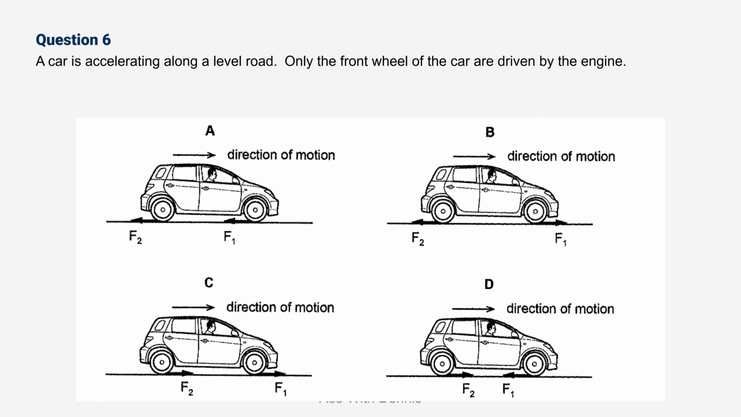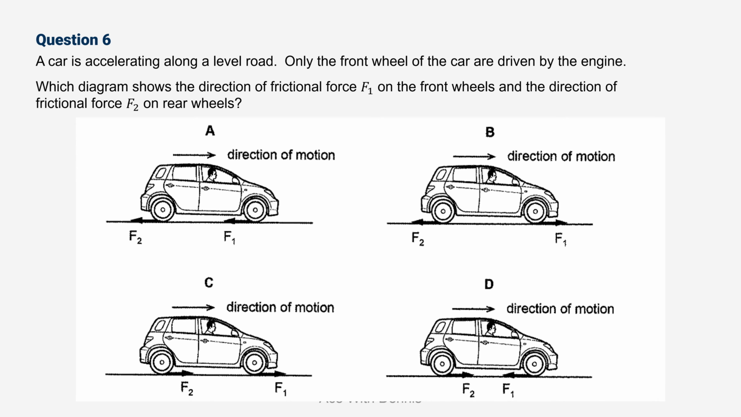Question 6. A car is accelerating along a level road. Only the front wheels of the car are driven by the engine. Here are the 4 options. Which diagram shows the direction of frictional force F1 on the front wheels and the direction of frictional force F2 on the rear wheels?